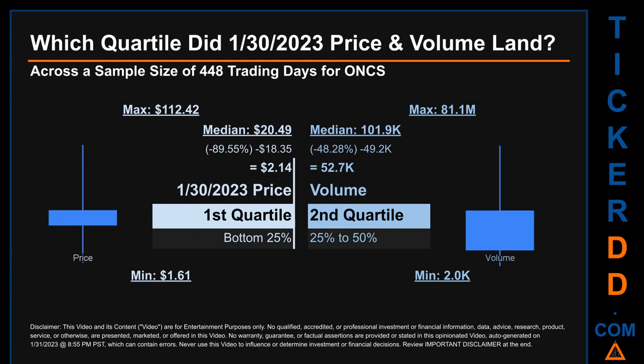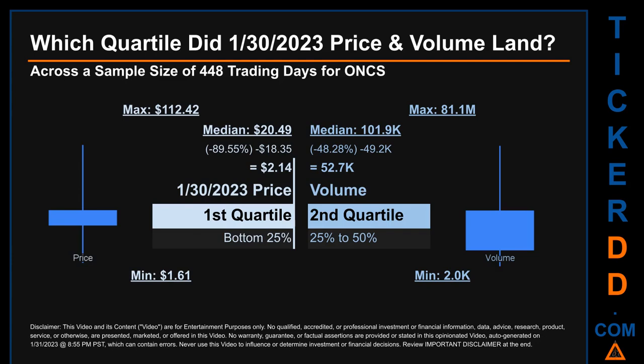The day's volume landed within the second quartile, that is within the 25% to 50% range of all sampled daily volume, which saw a max daily volume of 81.1 million and a minimum of 2,000. Quartiles tell us about the spread of a data set by breaking that data set into quarters, just like how the median breaks the set into half.